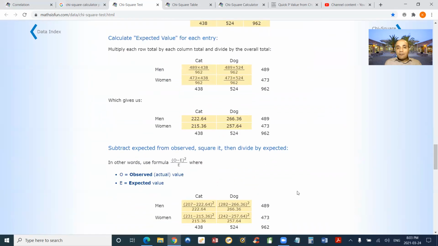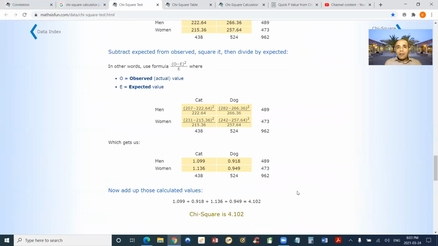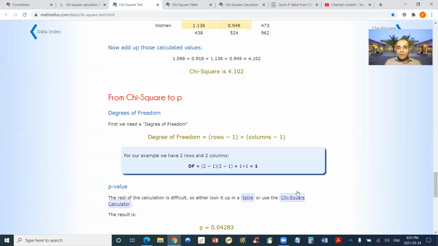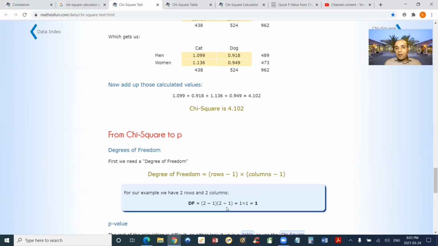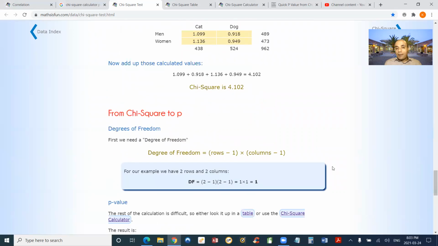The degree of freedom is here. So basically, number of rows minus 1. I have 2 rows minus 1, 2 columns minus 1. The degree of freedom is going to be 1.